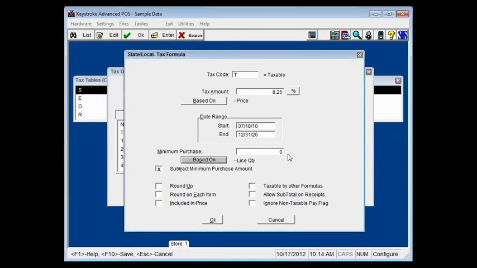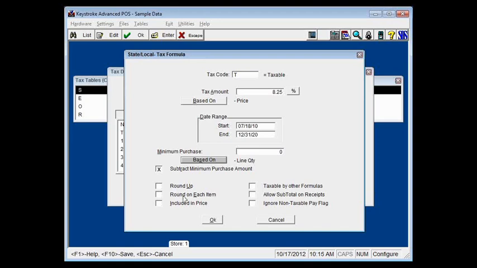As long as your minimum purchase here is 0, it does not matter what it's based on, and it does not matter whether you have subtract minimum purchase amount or not. That only comes into effect if you're having a minimum purchase guideline for your sales tax. Then you have all these formulas at the bottom. As usual, I always refer you to our help screens. You can see what these mean. The round up means it's always going to round up your sales tax to the nearest penny.